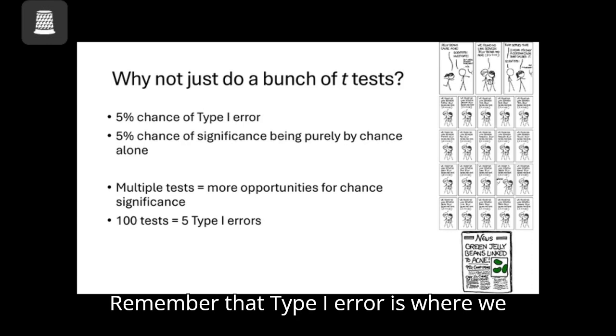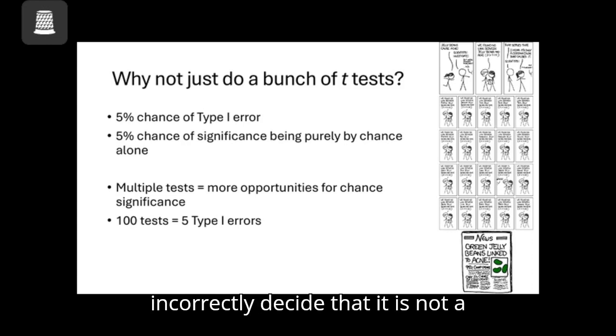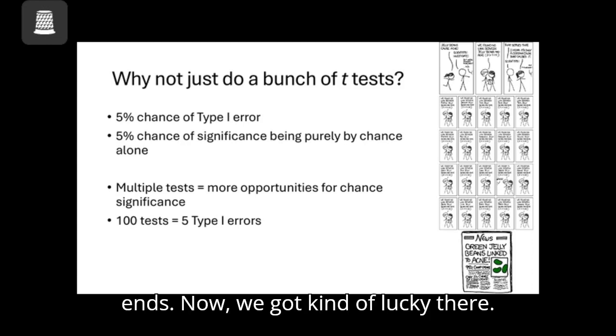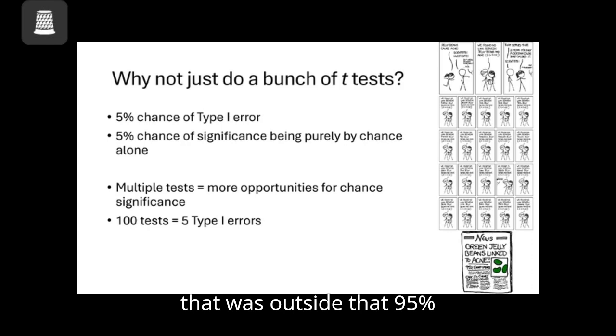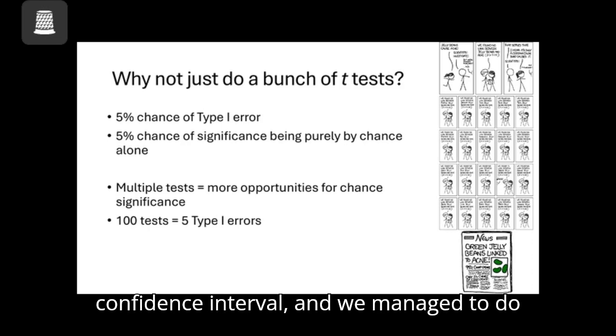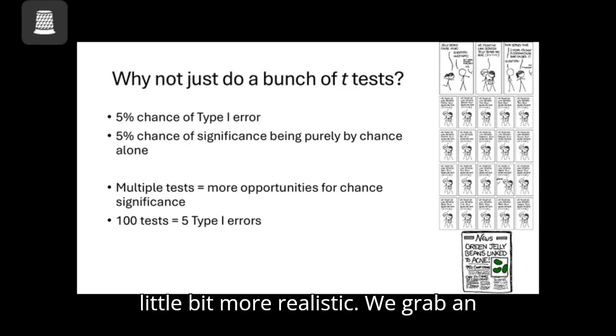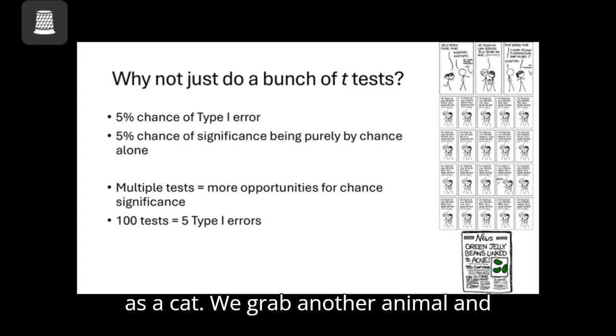Remember that type 1 error is where we incorrectly decide that it is not a cat just because it's on those extreme ends. Now, we got kind of lucky there. We had a 5% chance of grabbing a cat that was outside that 95% confidence interval, and we managed to do it on the first shot. So let's be a little bit more realistic. We grab an animal and weigh it. It is between 7.5 and 14 pounds, so it registers as a cat. We grab another animal and weigh it. It registers as a cat. We do this over and over and over again.